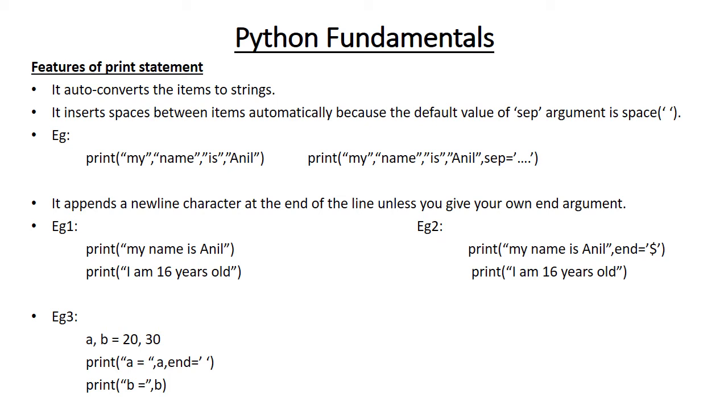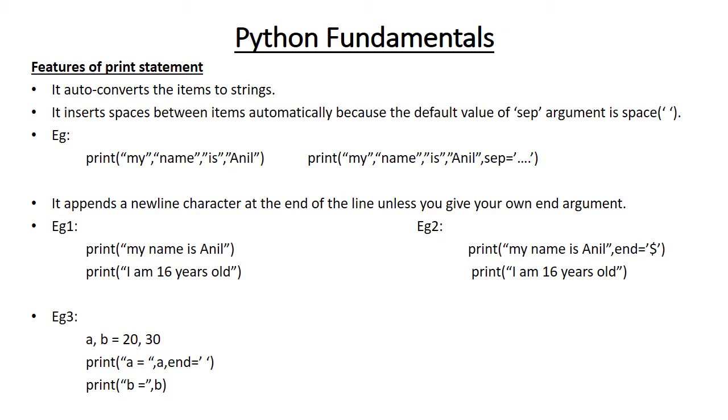Second example: print('my name is Anil', end='$'), and below that one more statement, print('I am 16 years old'). So how will the output be? Here the output will be like this: my name is Anil, after that a dollar sign, and after that in the same line, I am 16 years old.